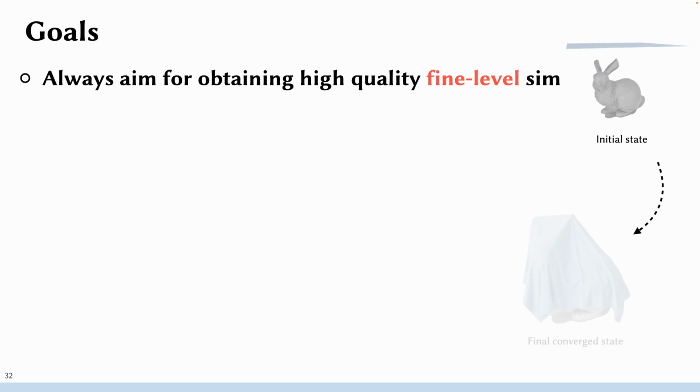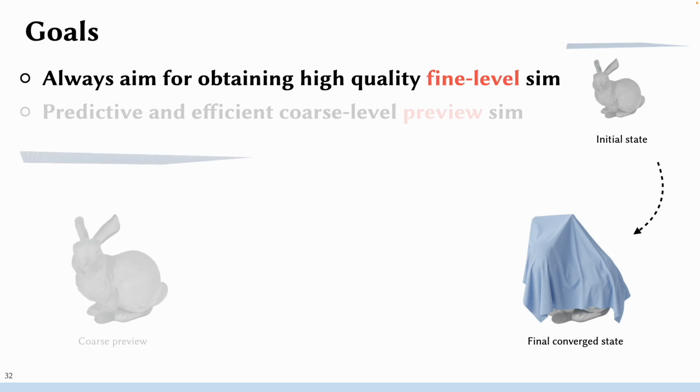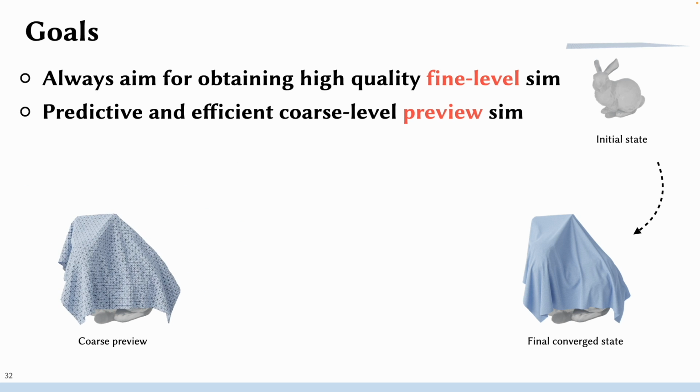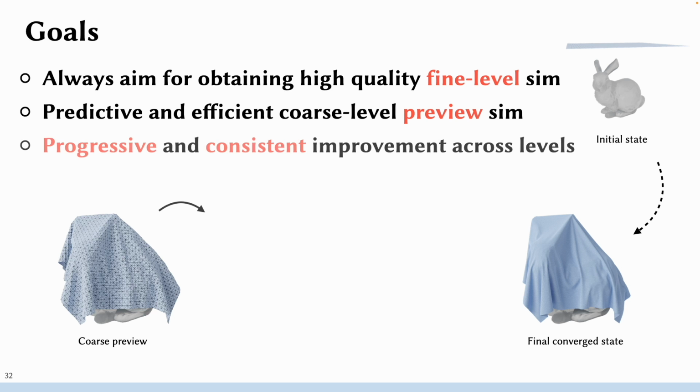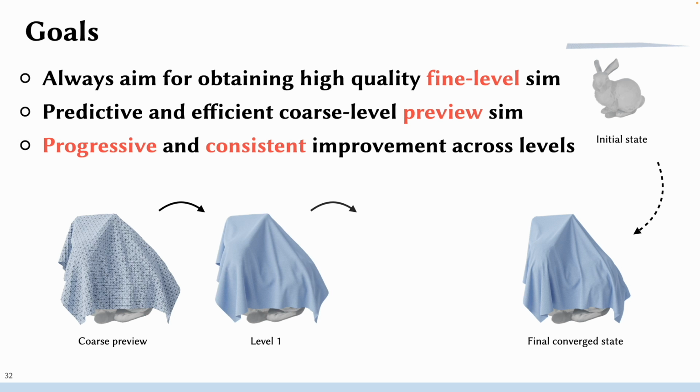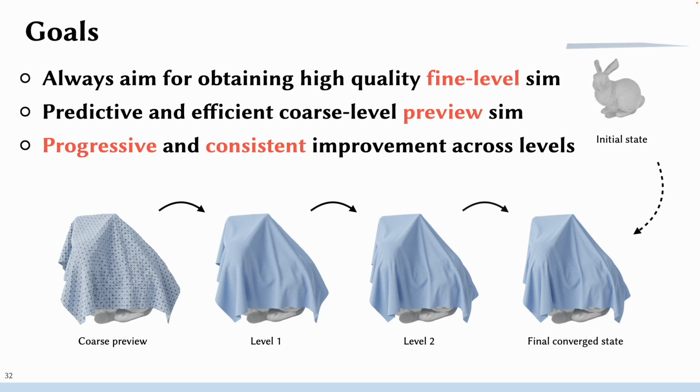So how does PCS actually achieve this? Before we jump into the method, let's remind ourselves with some high-level goals. Given some initial condition, say this glass over bunny example, we always aim for obtaining high-quality, fine-level simulation results. But before that, we also want a predictive and efficient coarse-level preview simulation, and meanwhile, progressive and consistent improvement across levels.